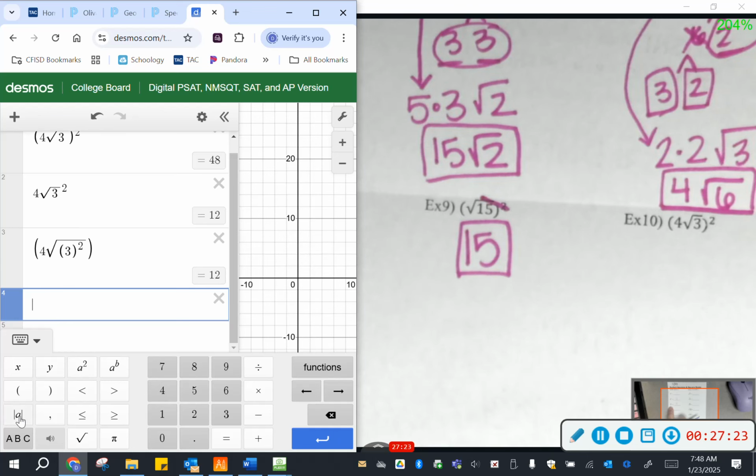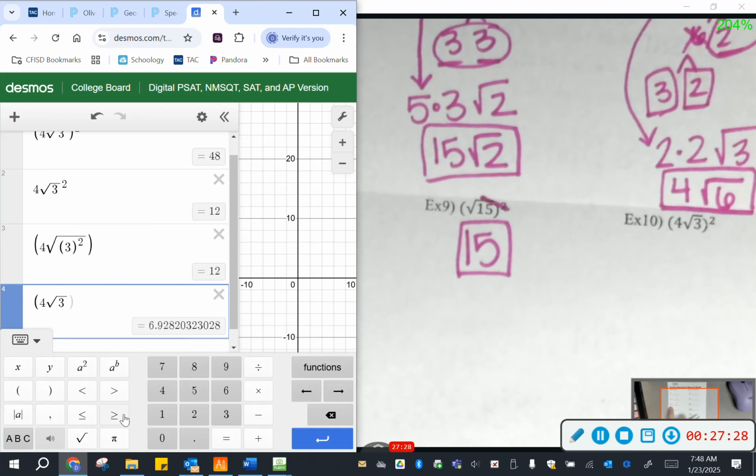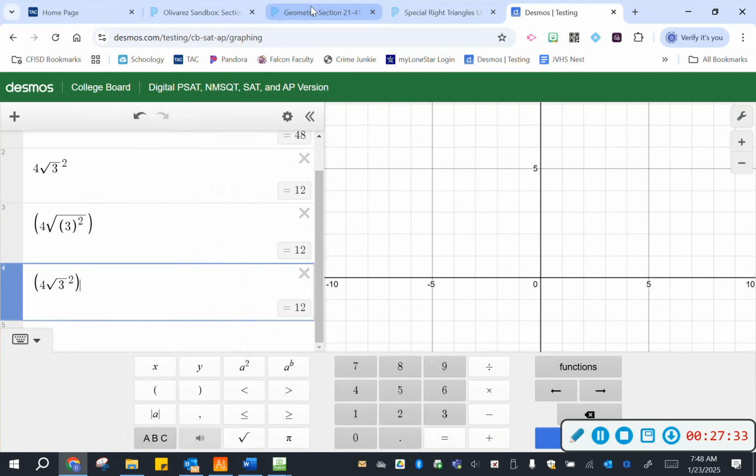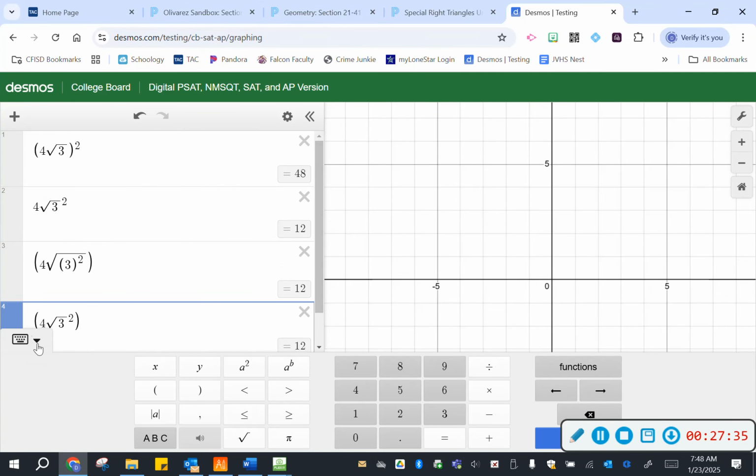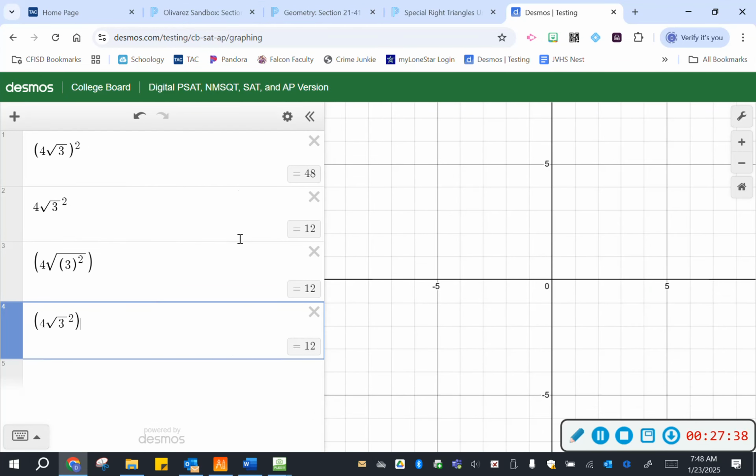Y'all look real quick. These are a lot of the wrong ways that you can do this problem. Look at how many different wrong answers I just got. If you do not type this in the calculator exactly like it is on the paper, it will come out wrong. The answer is the first one. If you don't put the parentheses, it's wrong. If you put the parentheses in the wrong spot, wrong. If you put the squared in the wrong spot, wrong.